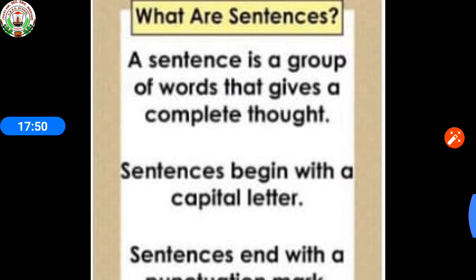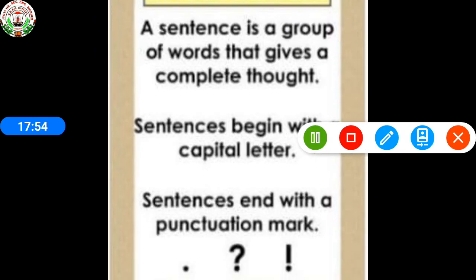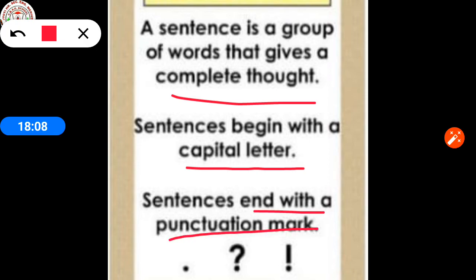So a sentence is a group of words that gives a complete thought. Sentences begin with a capital letter. Sentences end with a punctuation mark. These punctuation marks are the full stop, question mark or exclamation mark.